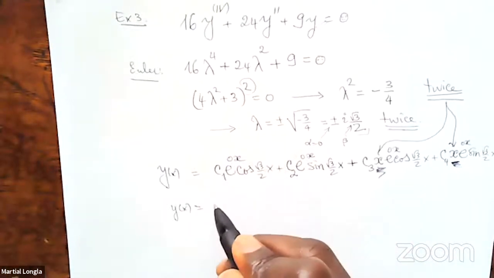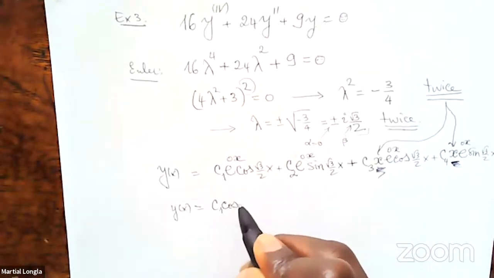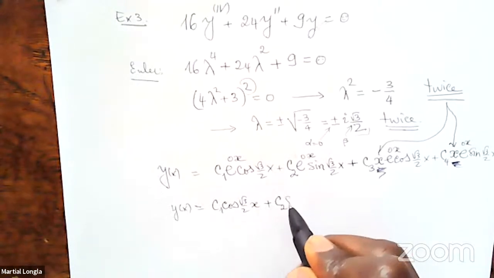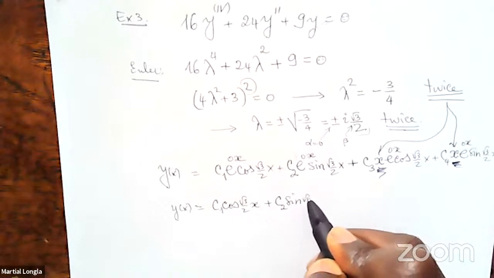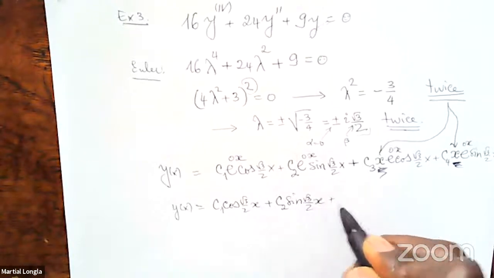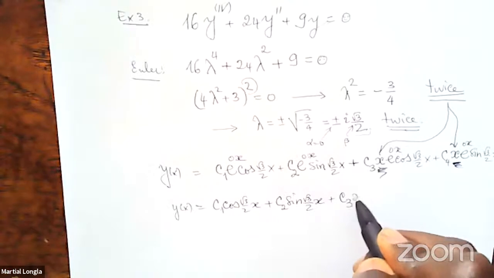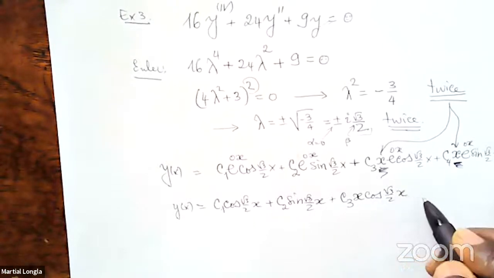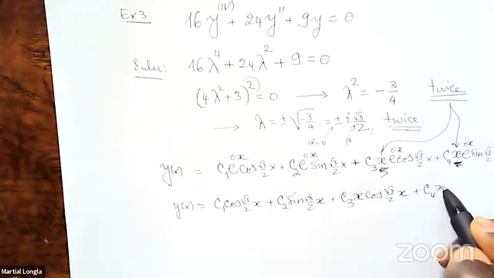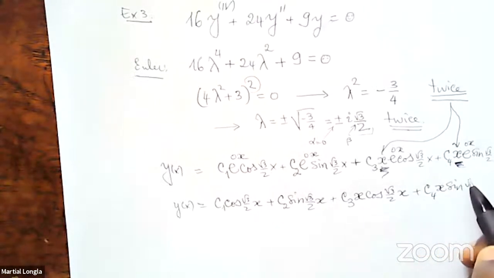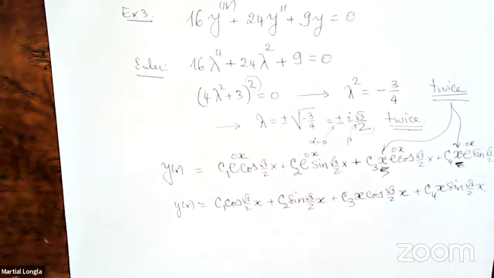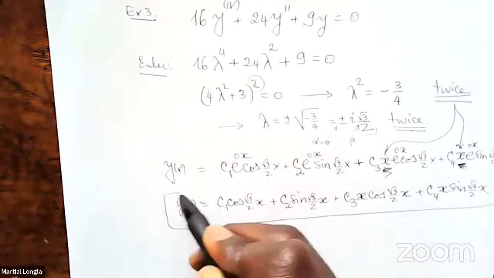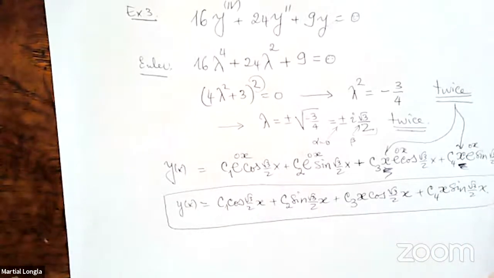E to the 0x is 1, so that's c1 cosine root 3 over 2x, c2 sine root 3 over 2x, c3x cosine root 3 over 2x, and then c4x sine root 3 over 2x. That's it. This is how you would solve the problem in this case.